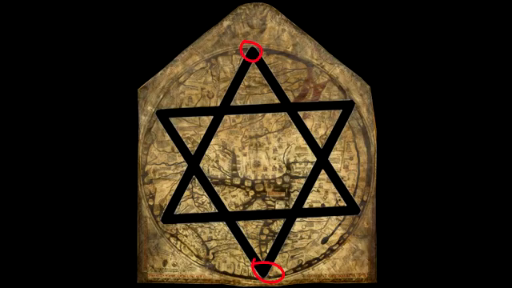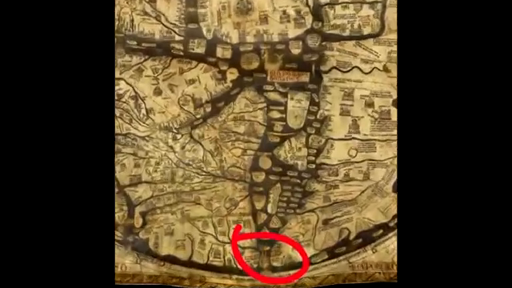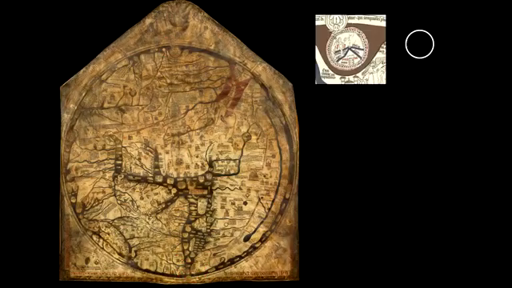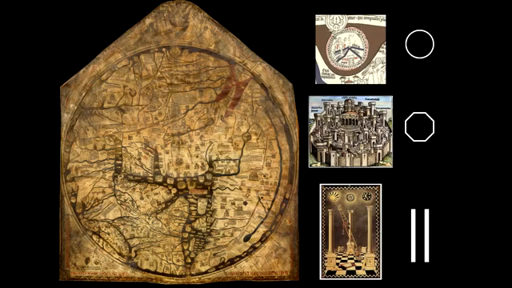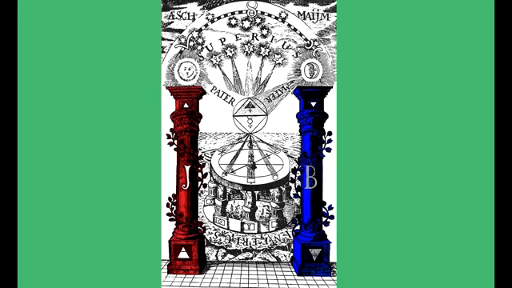Let's take a look at the bottom and top of the star. So at the bottom you have the pillars of Hercules, and on the top you have Paradise. So Paradise is the circle, Jerusalem is the octagon, and the pillars of Hercules are 2 poles. The pillars of Hercules, of course, we know of the Freemasons, Joachim and Boaz.